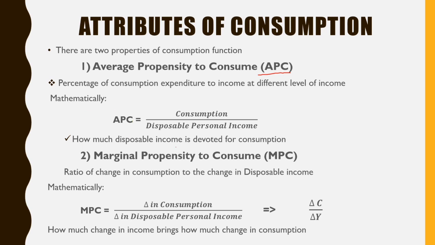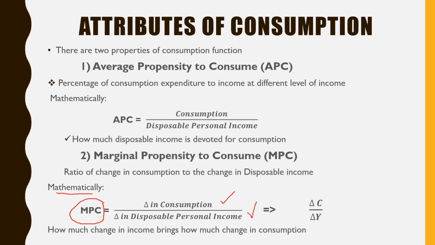The next attribute, or property, of the consumption function is the marginal propensity to consume, which we can derive from the ratio of change in consumption to the change in disposable personal income. The interpretation of the marginal propensity to consume is how much change in disposable personal income brings how much change in consumption. Mathematically, MPC, or the marginal propensity to consume, is equal to the ratio of change in consumption to change in disposable personal income.